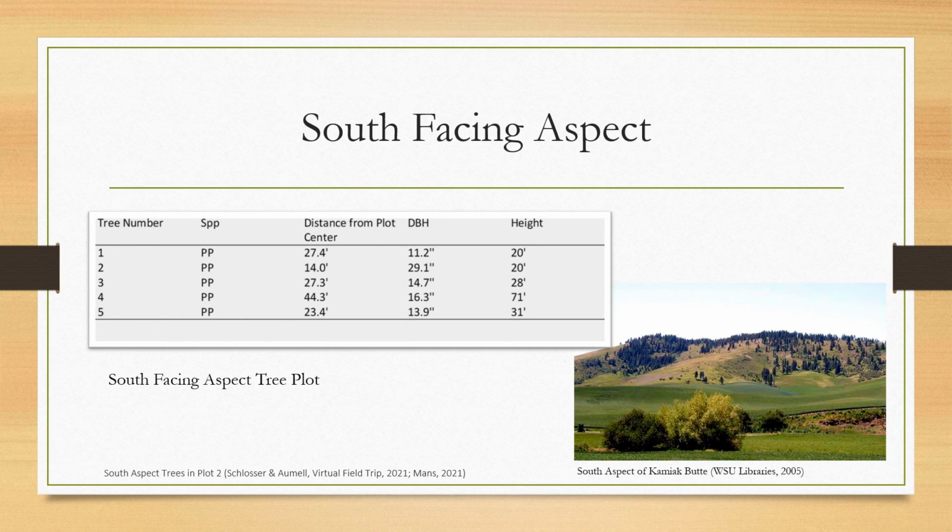The south-facing aspect on Kamiak Butte is exposed to almost constant solar radiation throughout the year and heavy winds. Because of these two factors, it is hard for plants to grow if they can even grow at all. You will find some small shrubs and trees, but mostly just grasses. If we were to upscale our 1/20th of an acre plot to an acre, we would find 35 trees with an average height of 71 feet compared to the 112 feet on the north aspect.